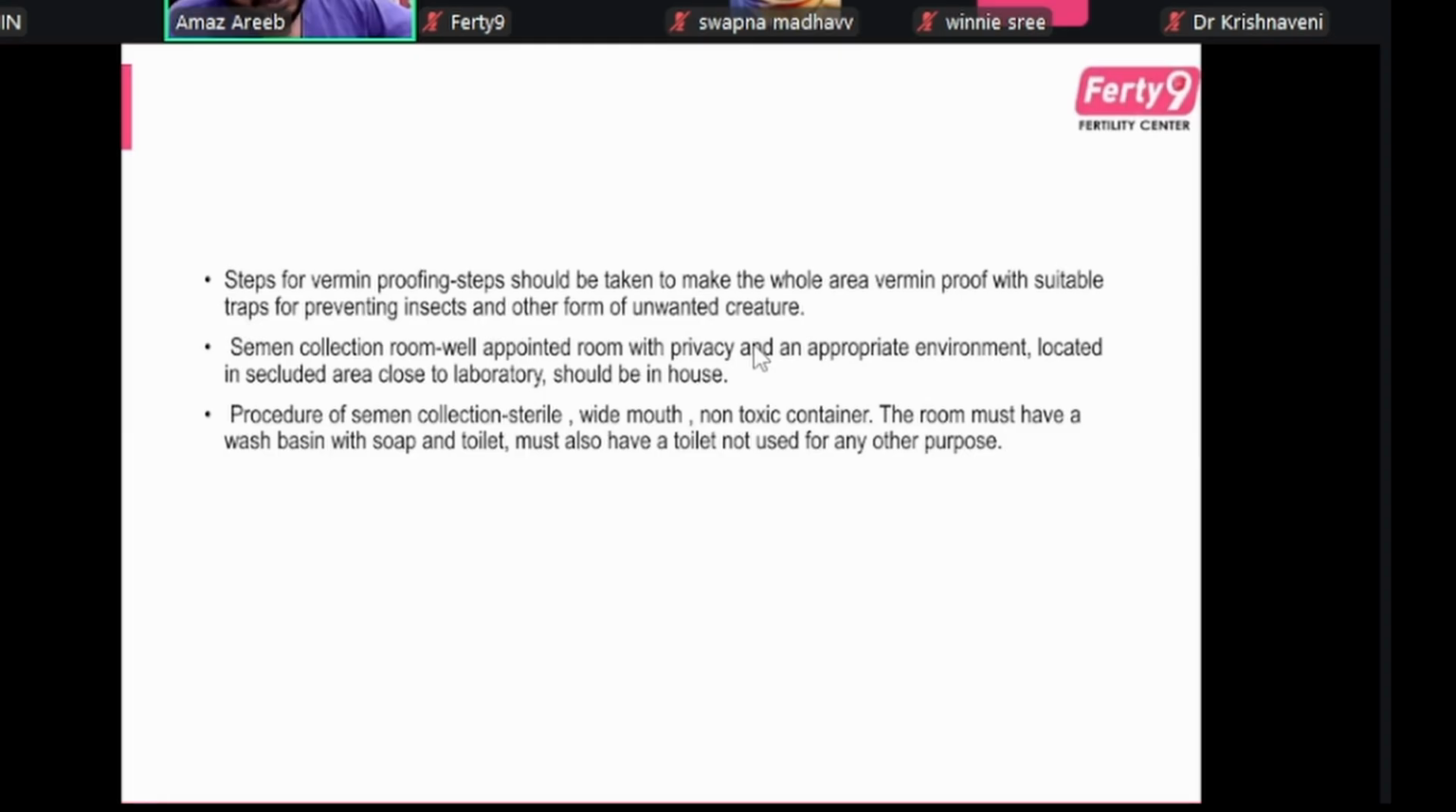And make sure the patient does not use any lubricants, because they are also spermicidal. Or if the patient is not able to ejaculate through masturbation, they can always choose coitus interruptus. If there is a chance of the patient depositing the sperm inside the vagina, then you can use non-spermicidal condoms for the collection.